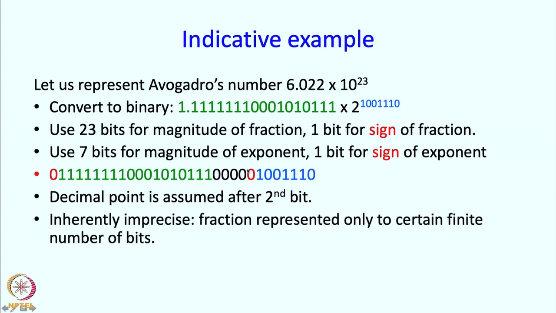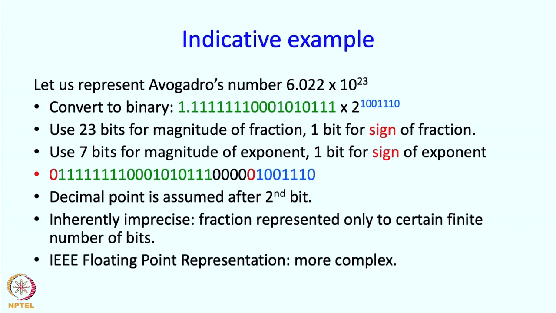Notice that this representation is inherently imprecise, and the fraction is only represented to a certain finite number of bits. And in fact, this is not really a property of the binary system. Even in the decimal system, even in the standard scientific notation, this problem is there. So nothing new really. Okay?